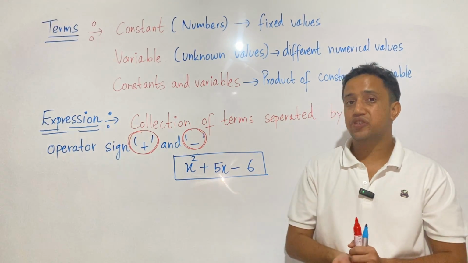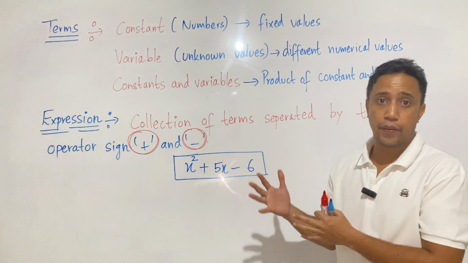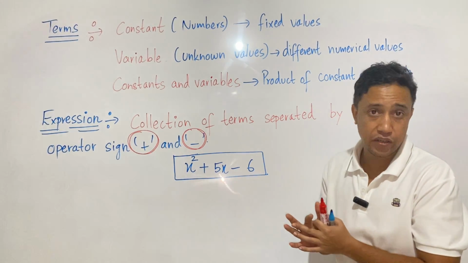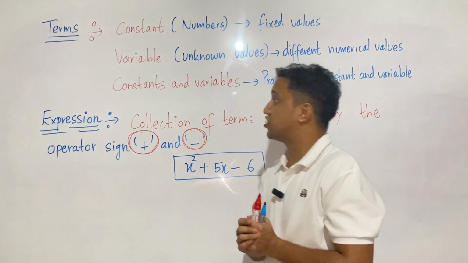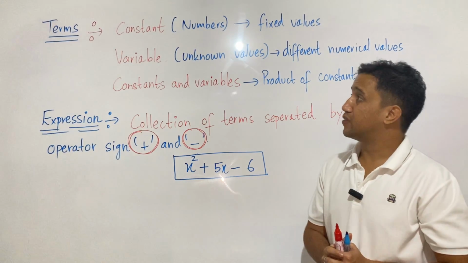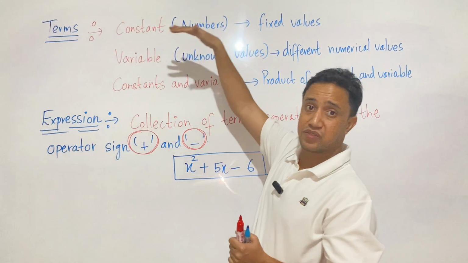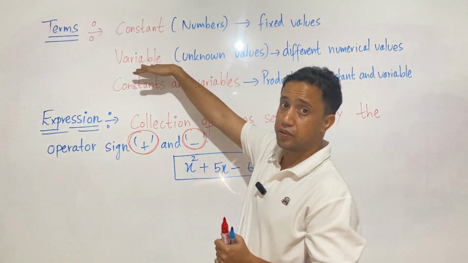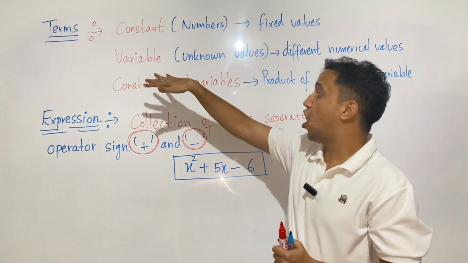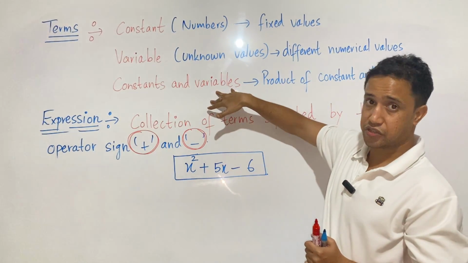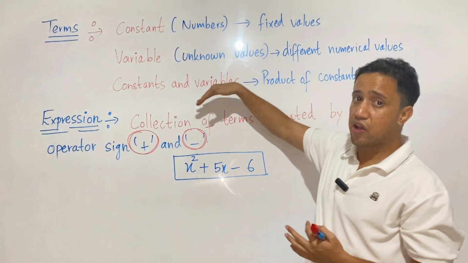If we talk about arithmetic, then we can define terms as the numbers that have constant values. But in algebraic context, we define terms as the numbers that have constant values, or the symbols or variables that have unknown values, or the combination of numbers and variables. Okay, what does it mean? It means the product of constant and variables.